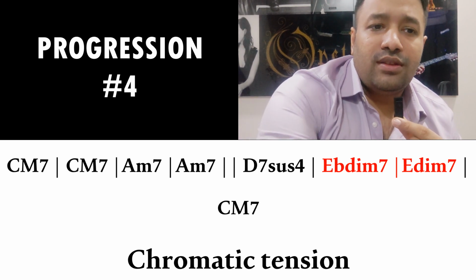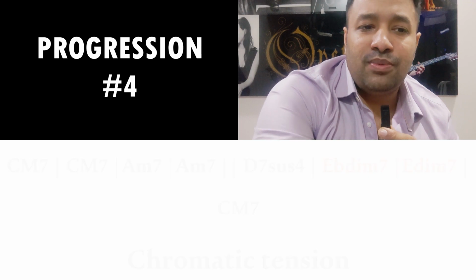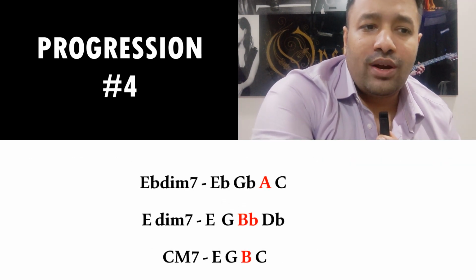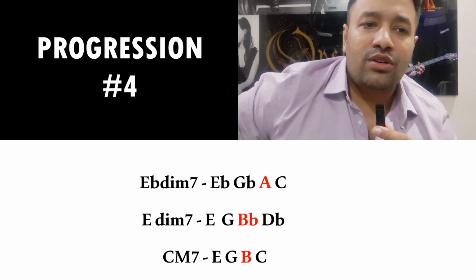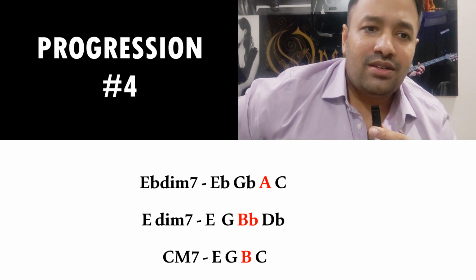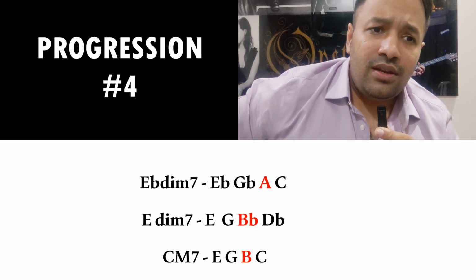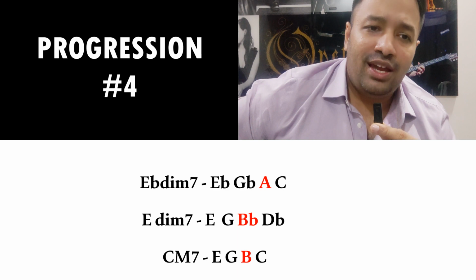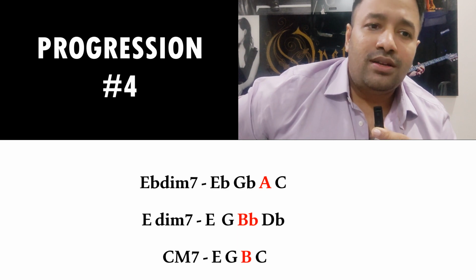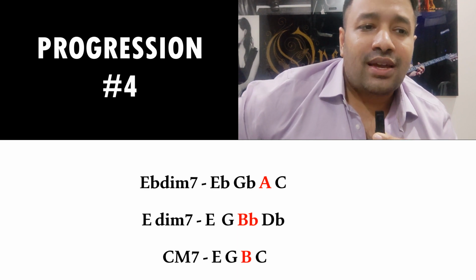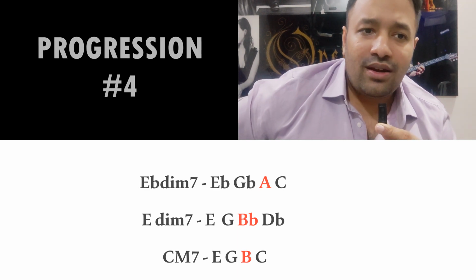So here the concept that has been used here is again it's a chromatic approach. If you look at the notes of each of these three chords, the E flat and the E diminished followed by the C major 7, here on your screen you can see the notes. Here there's a stepwise motion from the A note to the B flat to the B. That's why this chord progression sounds good. So this again is a very interesting and very unique kind of a sound.